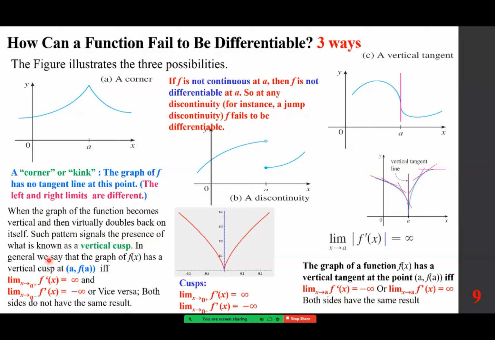In general, we say that the graph of f of x has a vertical cusp at a, f of a, if and only if the limit of f prime of x is infinity as x approaches a from the right, but from the left is negative infinity, or vice versa. Both sides do not have the same results. And that's the key that we want to pay attention to.